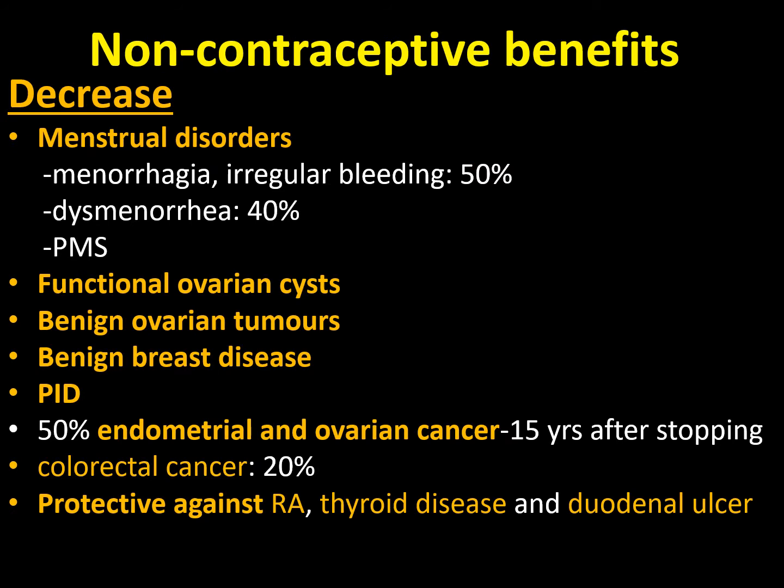We have benefits, as we said, advantages of the combined pills. One of them is non-contraceptive benefits. The combined pills decrease menstrual disorders such as menorrhagia. Combined pills reduce blood loss, and manage irregular bleeding and irregular cycles by 50%. And this is why we take a menstrual history for women requesting a method of contraception. If they have a history of menorrhagia and irregular cycles, then combined pills will be the method of choice.